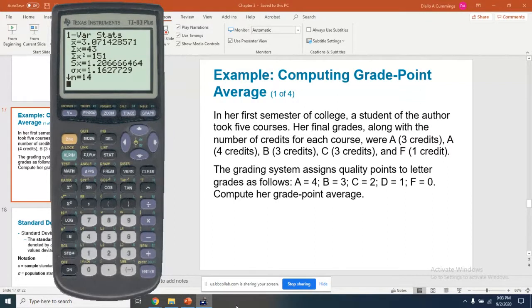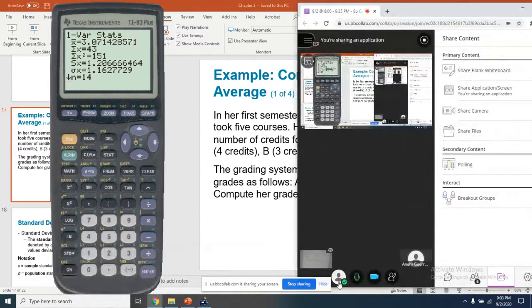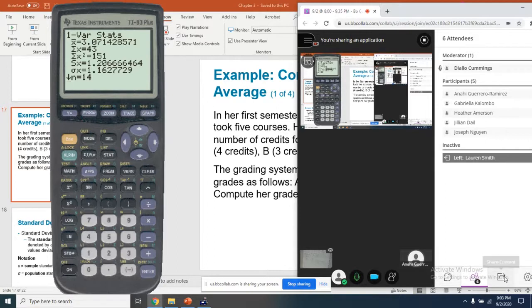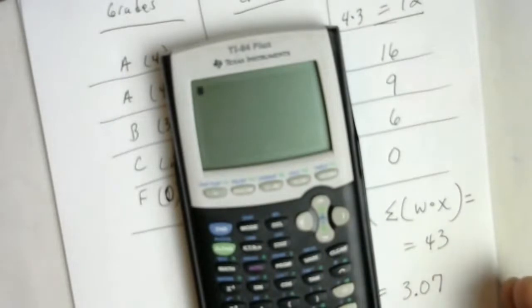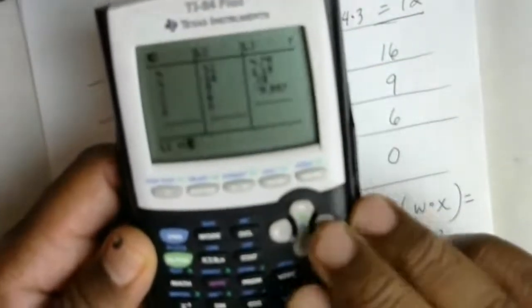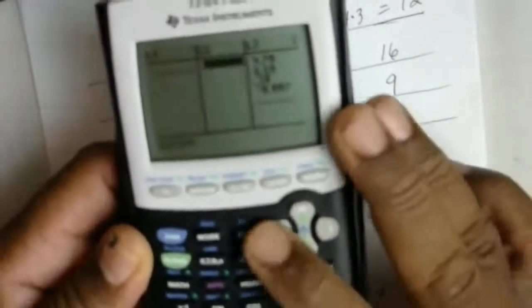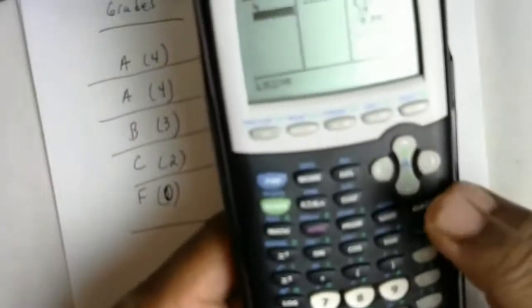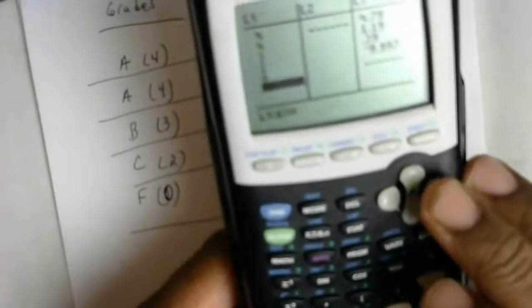All right, I'm going to go back to the document camera for just one second. This is one thing that I'm noticing. If you have a TI-84, it looks a little bit different in that one variable statistics setup. Okay, so I'm going to just basically repeat the process. I'm going to go into stat and edit, and I'm going to clear out everything in those lists. And I'm going to enter in the grades, 4, 4, 3, 2, 0. I'm going to put in the credits, 3, 4, 3, 3, and 1.